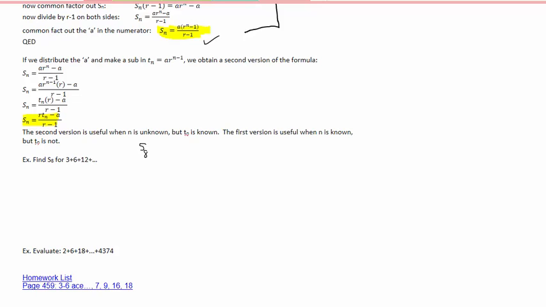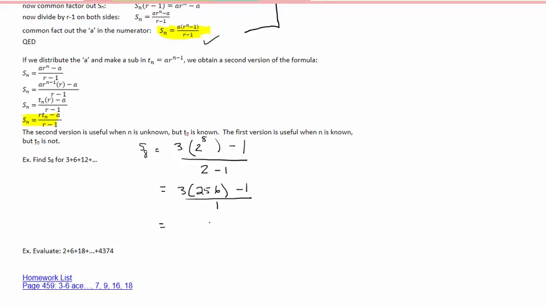So we have S at 8 is equal to A, which is the initial of 3. Our R means we're multiplying by 2 every time. Power N, we know that N is 8, we're looking for 8 terms, minus 1. Be really careful when you're dealing with these that your BEDMAS is correct, that you're doing your order of operations correctly. So what we have here is 3 times 256 minus 1 all over 1.